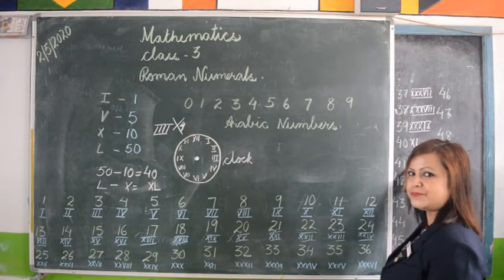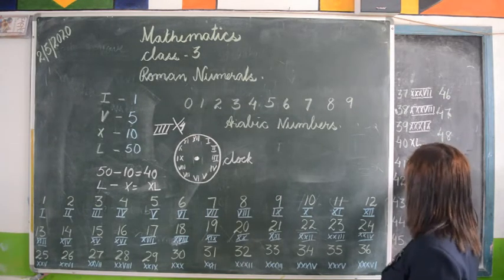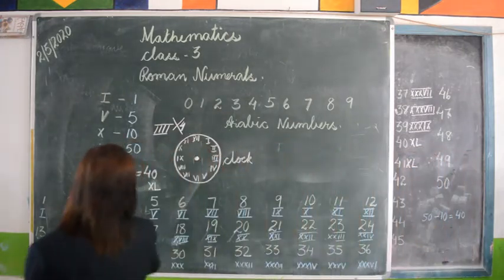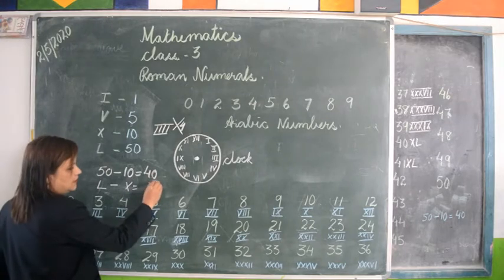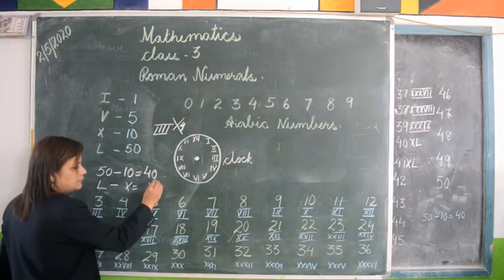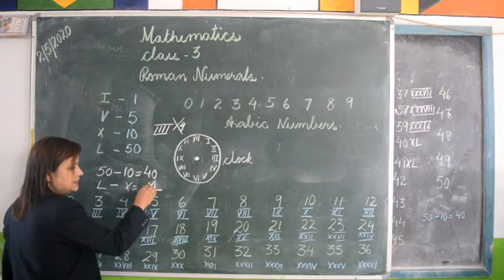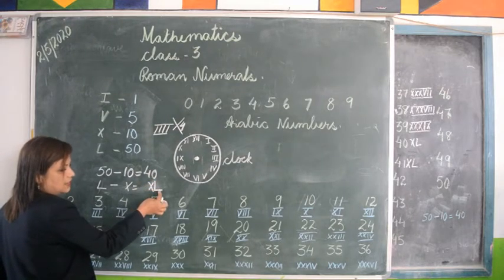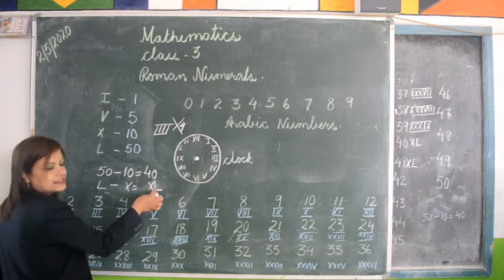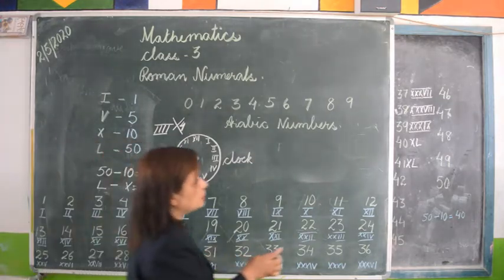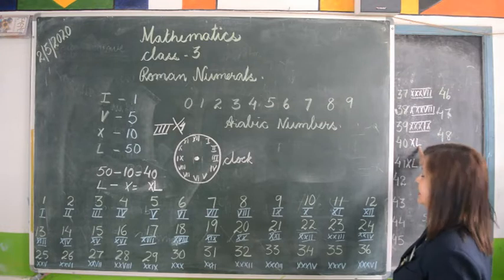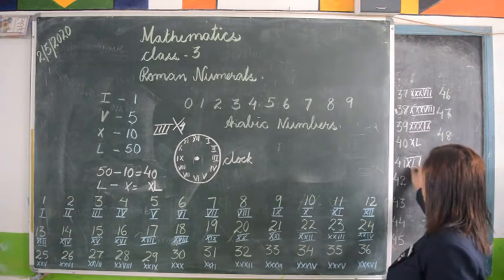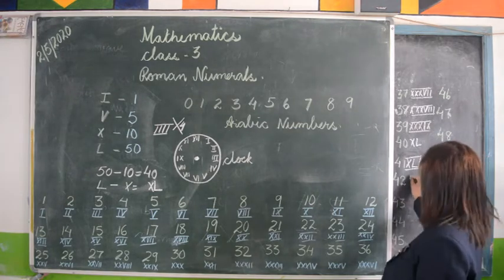X is 10, isn't it? L is 50. So 50 minus 10. Look here, again I repeat. 50 minus 10. Look at the left hand side. 50 minus 10 is 40, XL. So we have already learnt XL, that is 40. So how do we make 41? XLI. This is 41. Very easy.